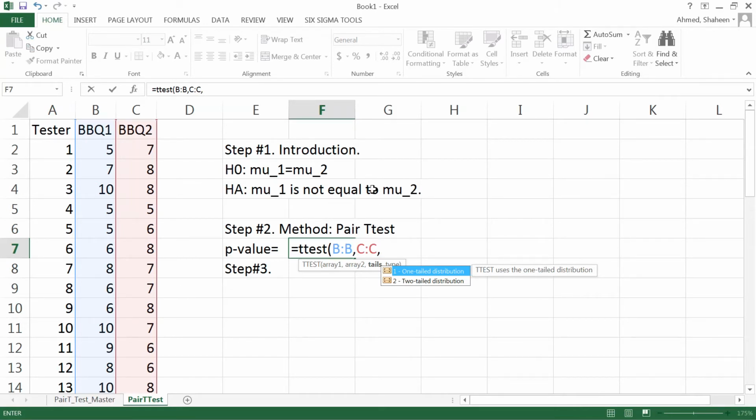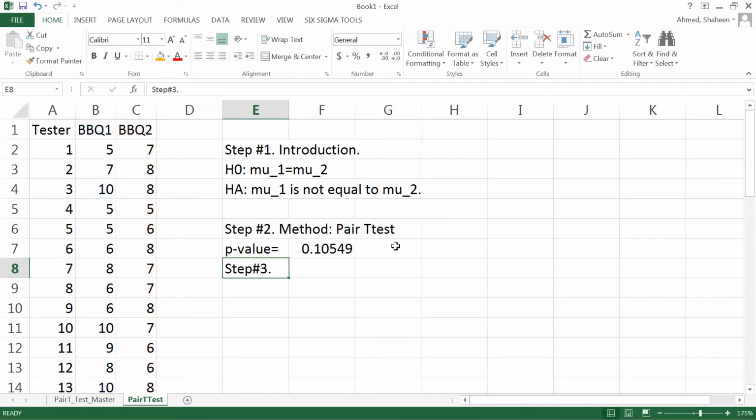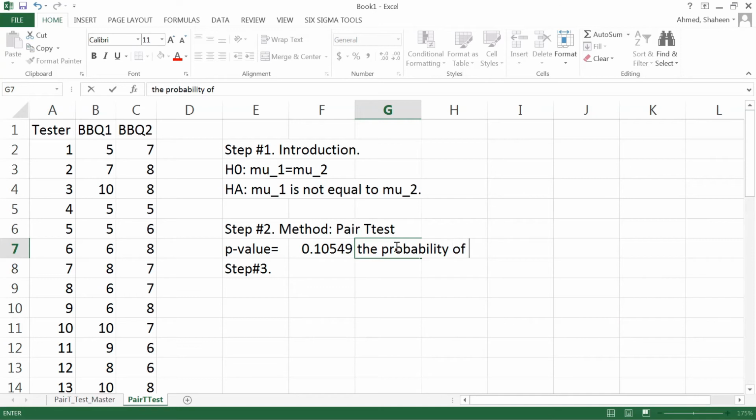So it could go either way. In that kind of situation, it's a two-tailed test, and then it is asking, is it a paired test or a two-sample regular test? It's a paired test, so use 1 and then hit OK. That's the probability. This is the probability of the null hypothesis to happen.